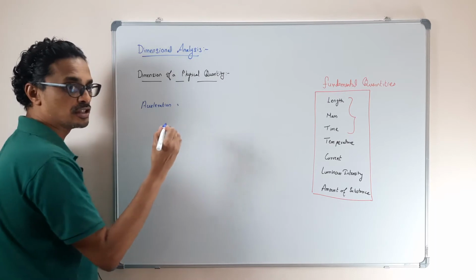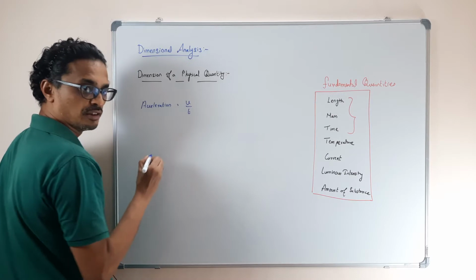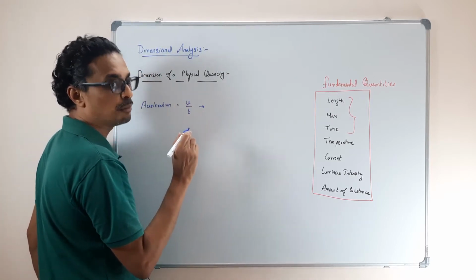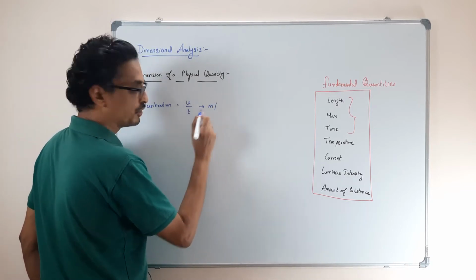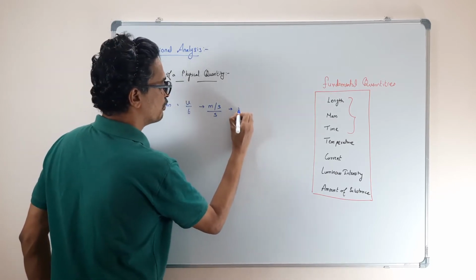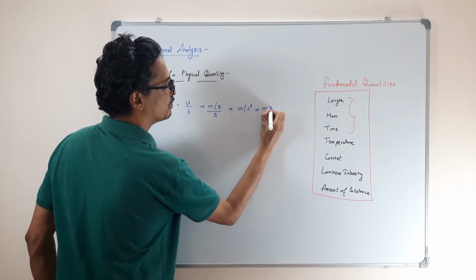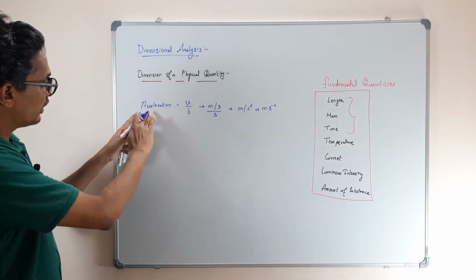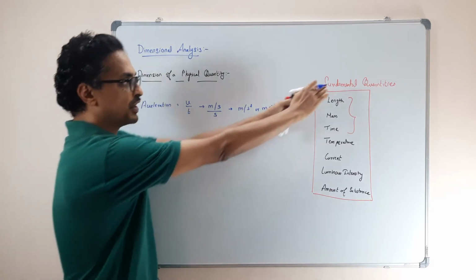Acceleration is the rate of change of velocity with time, right? So let us call it v by t. And what is the unit of velocity? Meter per second, correct? So this will be meter per second, divided by time, which is second. So this makes it meter per second square, or meter second to the power of minus 2. So acceleration is one physical quantity which can be expressed in terms of the fundamental quantities.